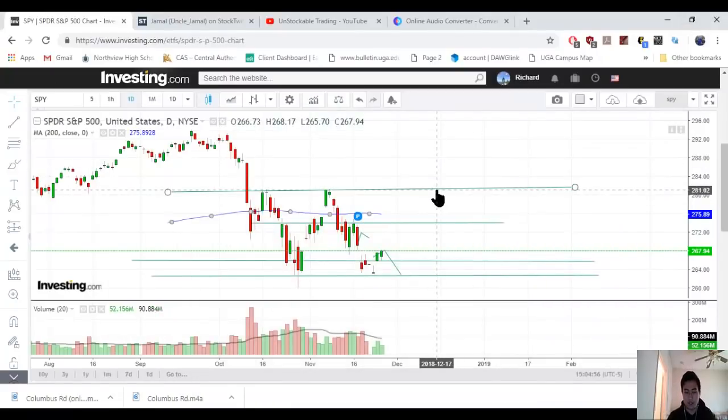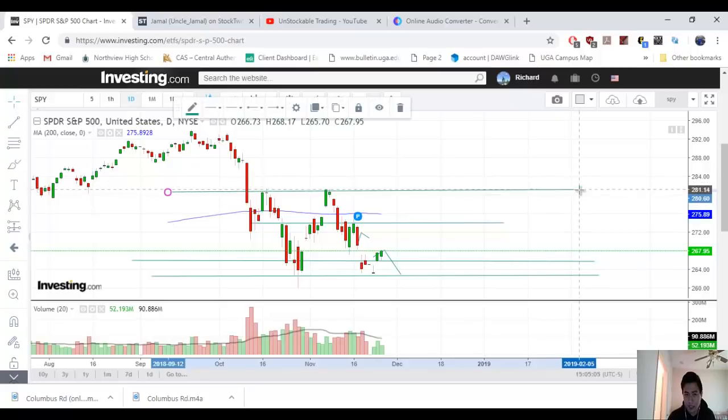So a resistance is when the graph fails to break it. So what do you see here? A double top. So this is a very strong resistance at 281. And how do you find a support? In the area where the graph bounces back, when it dips below the price action, and then it came back up and it stays above it. So that's a support we're looking at.